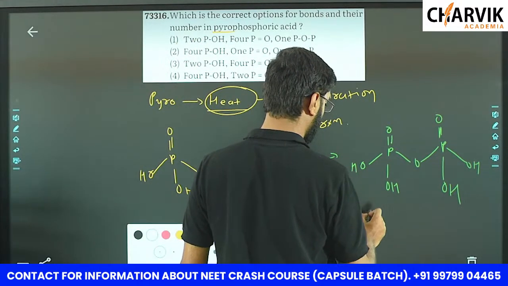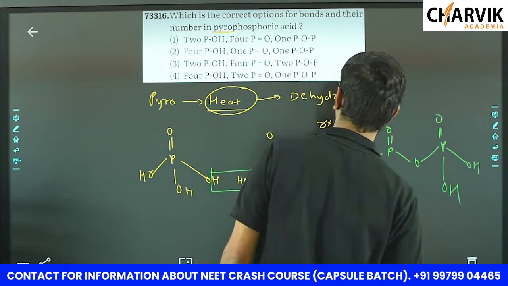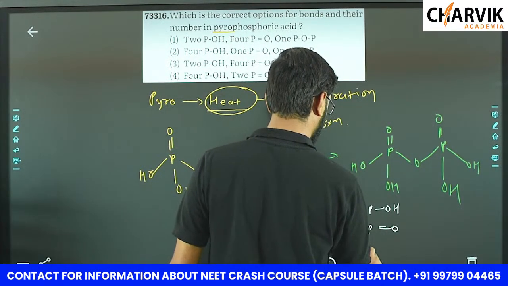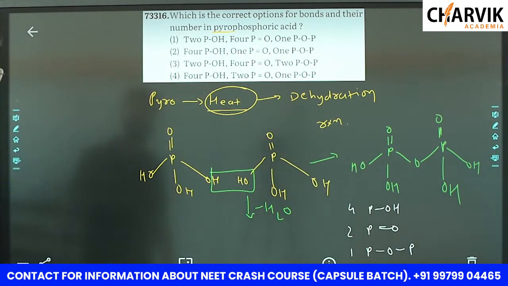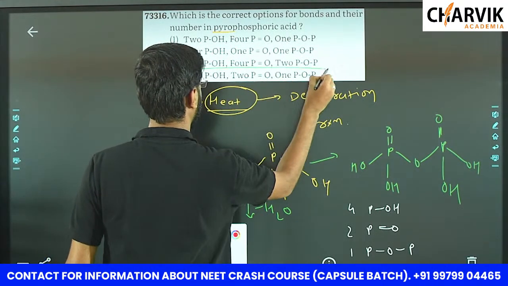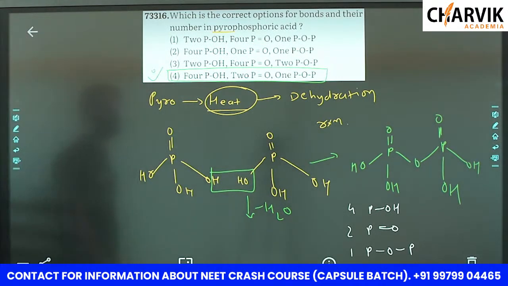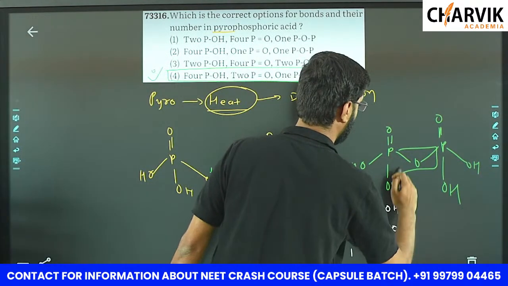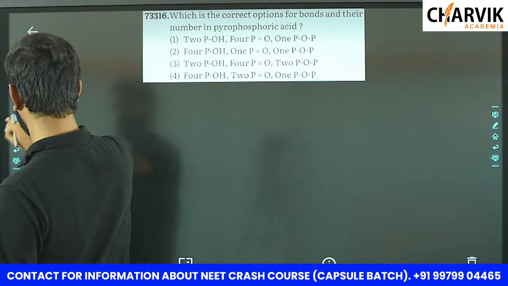Here we have 4 P-OH bonds, 2 P double bond O, and 1 P-O-P bond. Then what should be your answer? 4 P-OH, 2 P double bond O. Okay, your answer is fourth. 4 P-OH, 2 P double bond O, and 1 P-O-P linkage, right? This one is the P-O-P linkage. Done? Okay. The P-O-P linkage looks like a glycosidic bond.